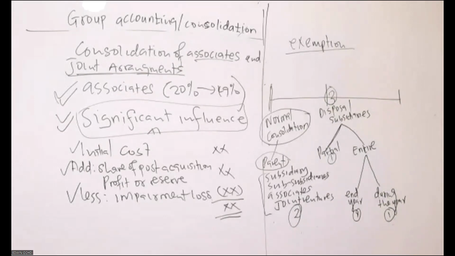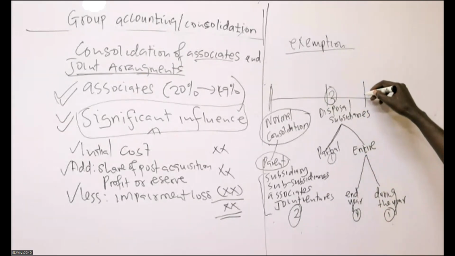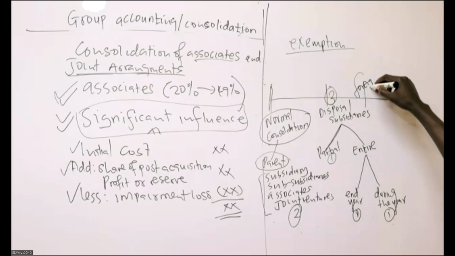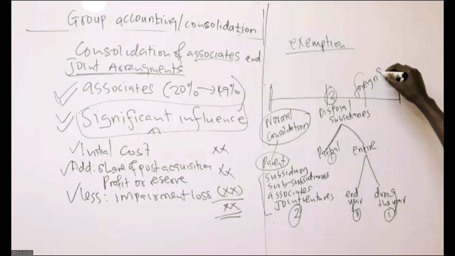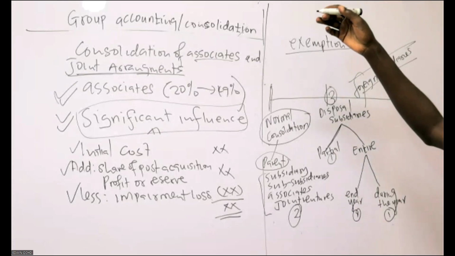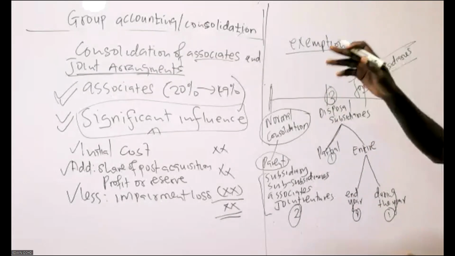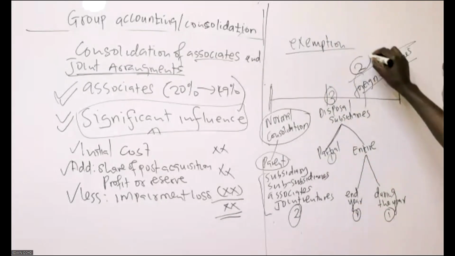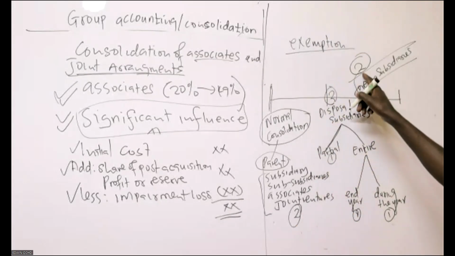Then after talking about disposals, we have to go to foreign subsidiaries, whereby the subsidiaries which are acquired are in a foreign country. So the parent acquires a foreign subsidiary in another country. The parent is in Kenya, the subsidiary is in the US. So we do 2. So 2, 5, 7.